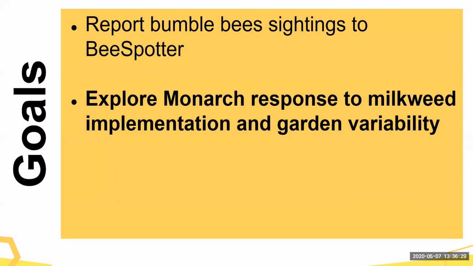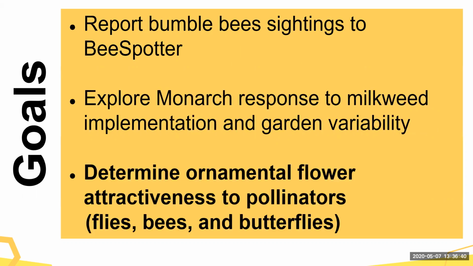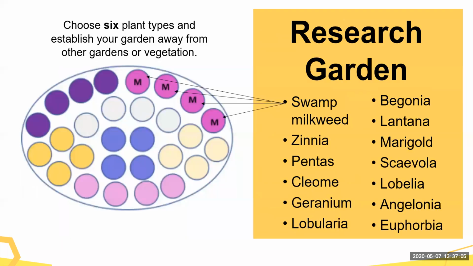Secondly, we wanted to explore monarch responses to milkweed implementation and garden variability. And lastly, we wanted to determine ornamental flower attractiveness to pollinators. And for our purposes, pollinators are anything that visits a flower. Bees, flies, butterflies. Ants can be considered pollinators, all sorts of insects that visit flowers and have the potential to transfer pollen.